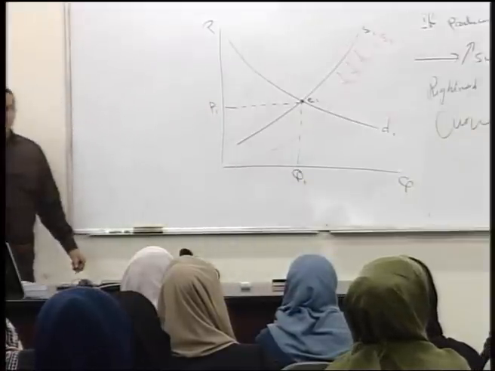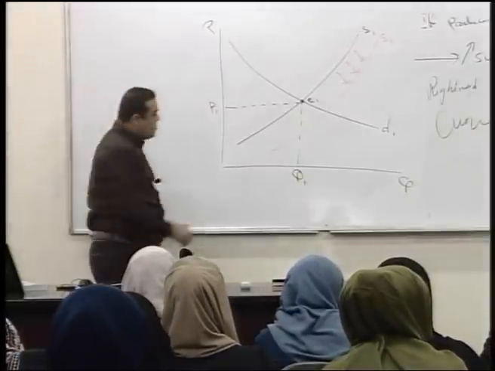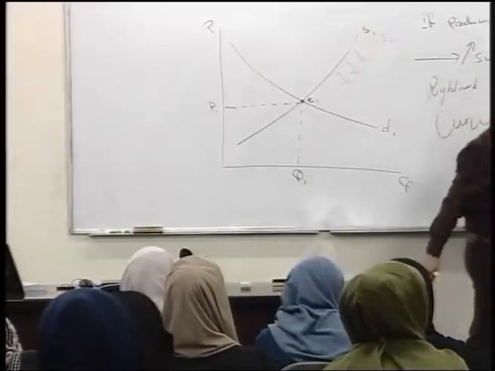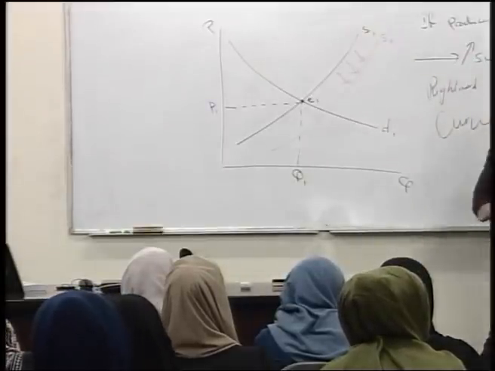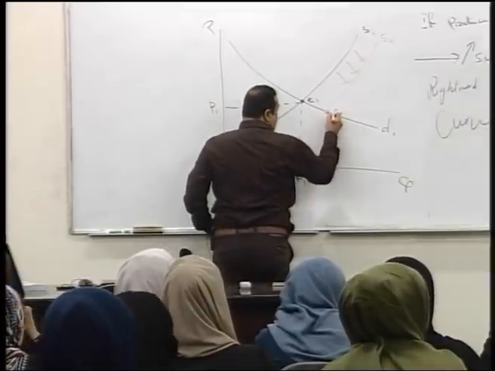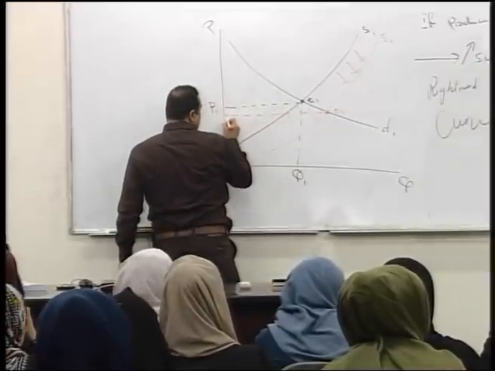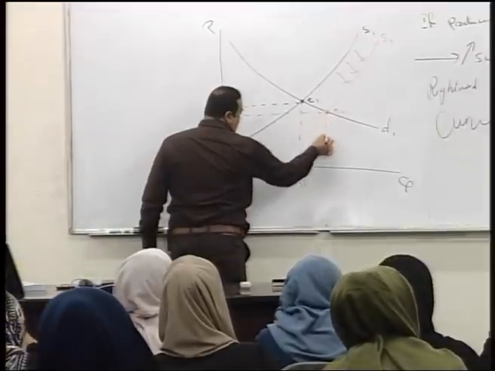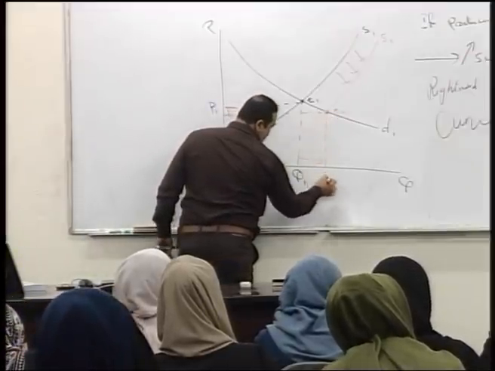We have a new equilibrium point, S2 with D remaining constant. The demand curve remains constant here. So we have a new equilibrium point, E2. The price goes down and the quantity exchanged goes up, Q2.